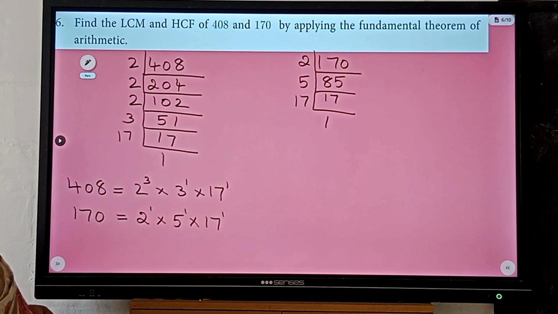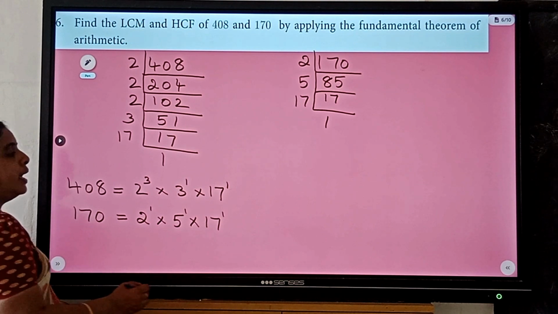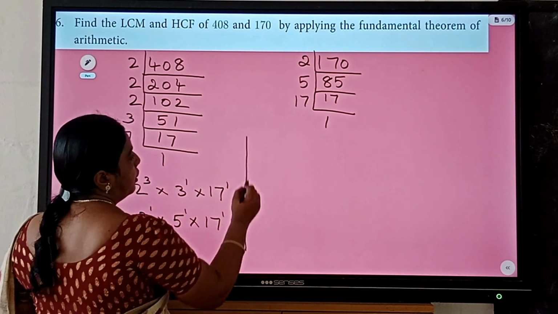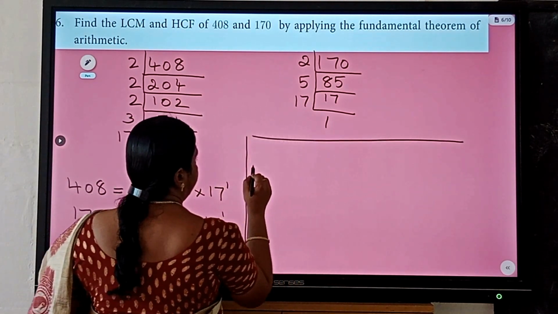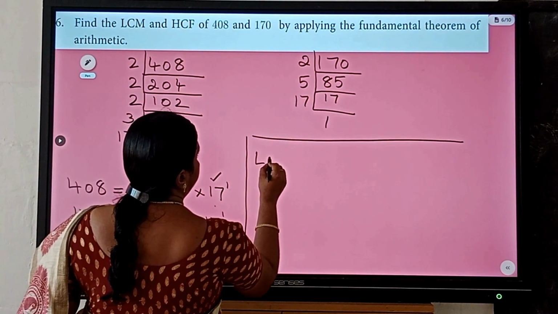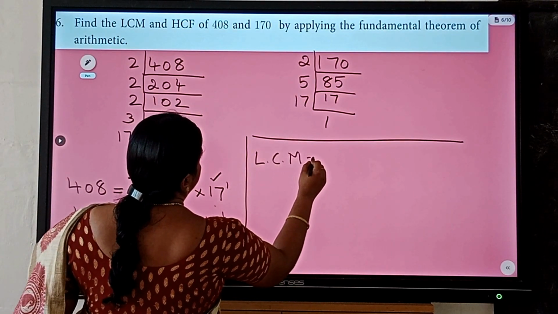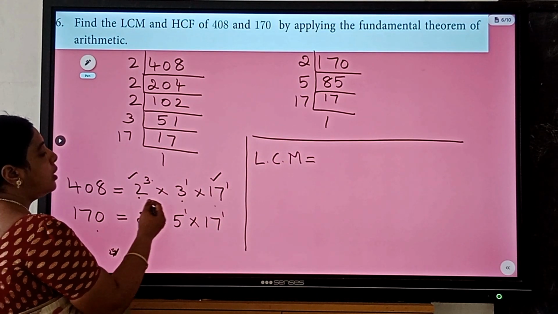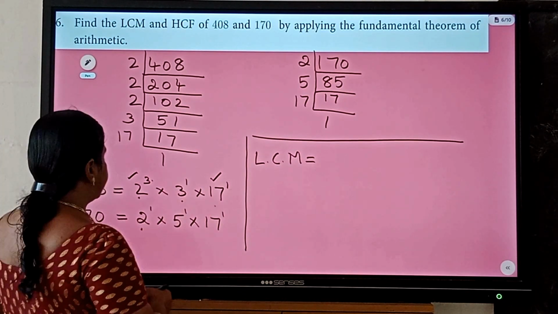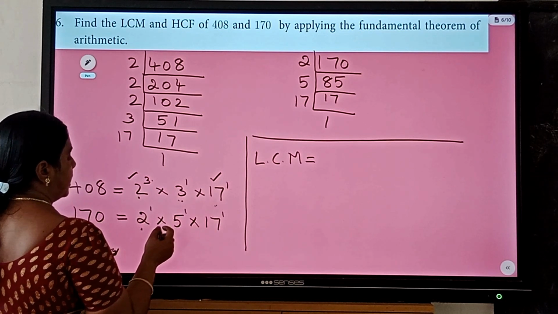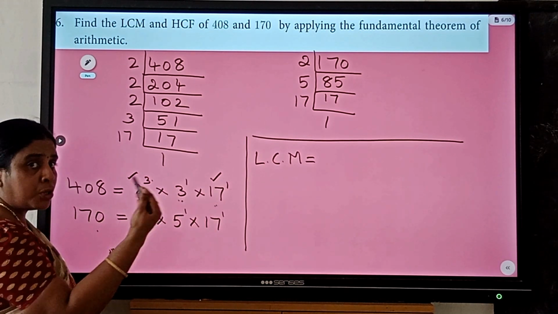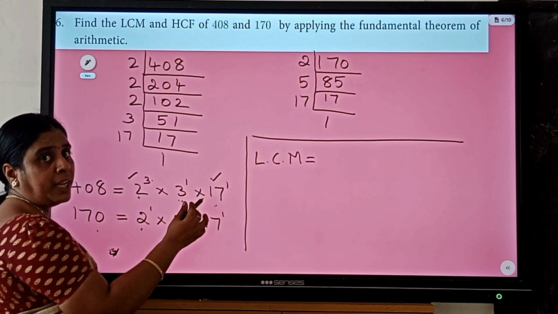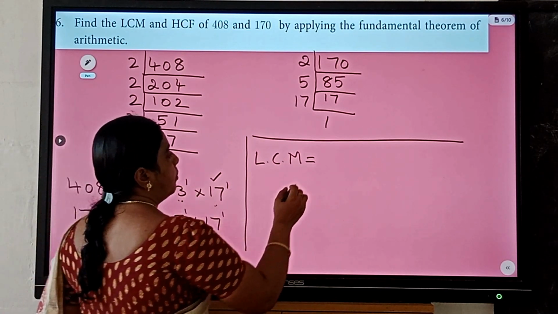Now they are asked to find the LCM and HCF. Now how do you find this LCM and HCF? So let us find now the LCM. For finding the LCM, we take down all the factors that are there: 2, 3, 17. Again you have 2, so you should not take it again. Once you have taken the factor, it is taken once.